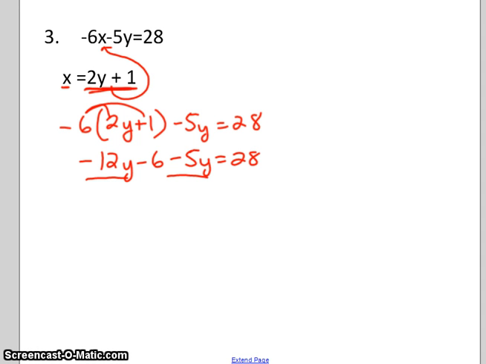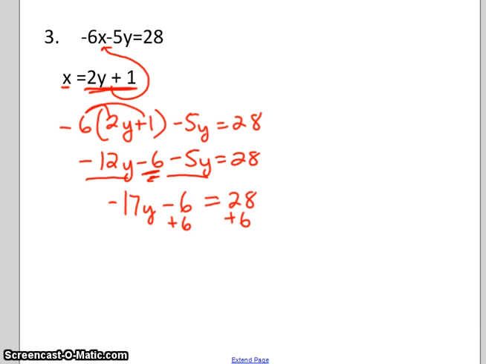Combine like terms. This is going to be a rough one. Negative 12 and negative 5 combined is negative 17. So negative 12 plus negative 5. You're combining them. Bring down that negative 6x. This negative 6.